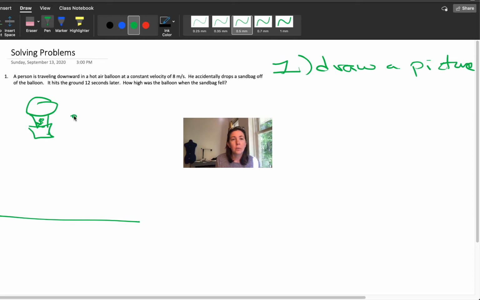So this hot air balloon is traveling downwards at a constant velocity of 8 meters per second. And he accidentally drops a sandbag. So here's the sandbag that he's going to drop.